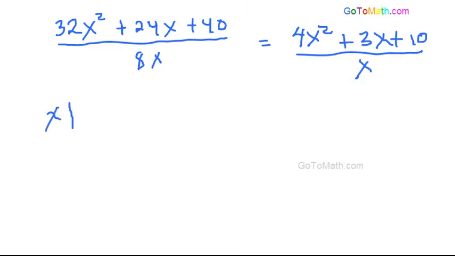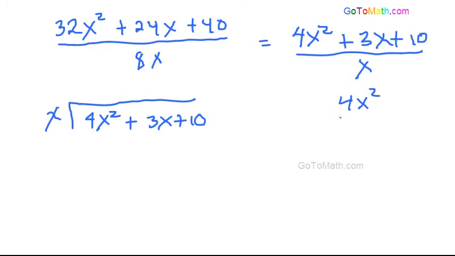So x goes into 4x squared plus 3x plus 10. Okay, so this is the way this works. You can think of 4x squared over x and then simplifying this down, and what do you get? Well, you get 4x, right? So that's basically what's going on here.